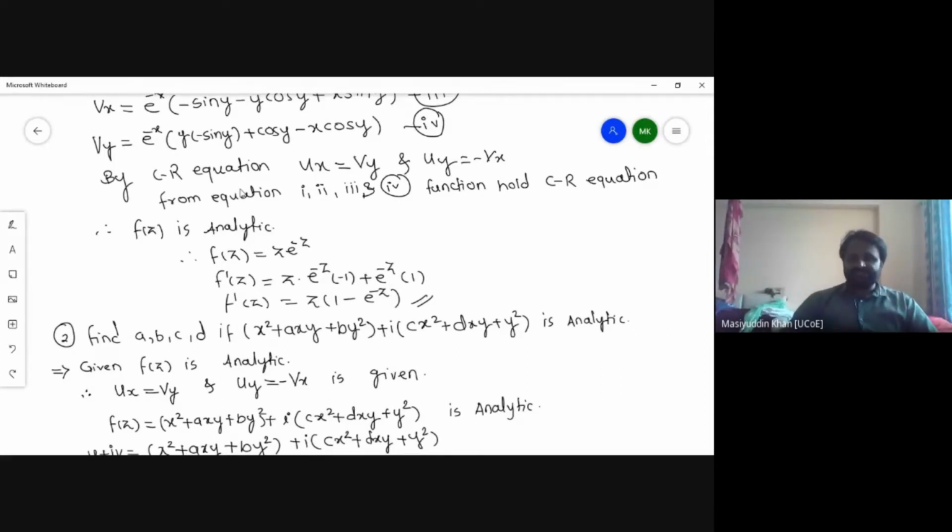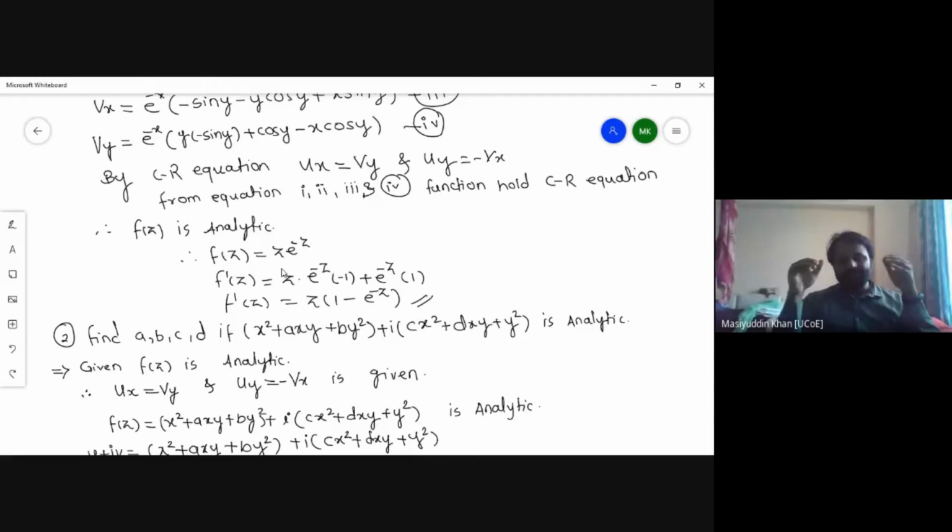Now the function must be differentiable. So f of z, while differentiating, you are just getting z, again the product rule, u into v, and f dash of z is equal to z into 1 minus e raised to minus z. Now the next question we solve.